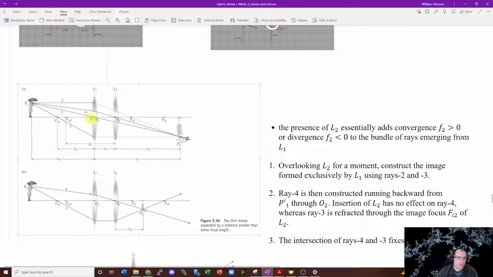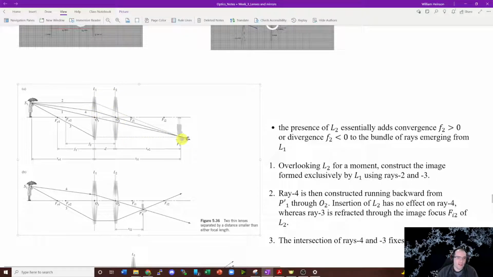Beam 1 goes right through the optical center of the first one. We're ignoring the second lens for now. Boom. Beam 2 comes here, comes over here, boom. Right? It's going through this focal length of 1. Beam 3 goes from here to the focal length of 1, goes parallel, hits here. So this is where the object would be, or the image would be, if there was no lens 2.